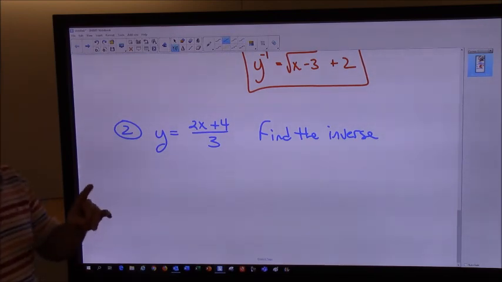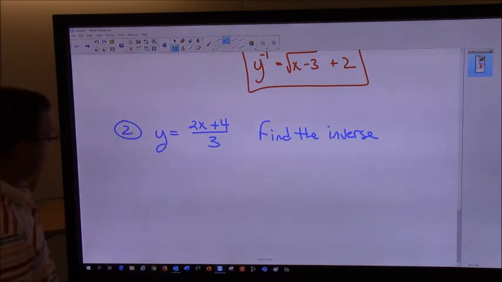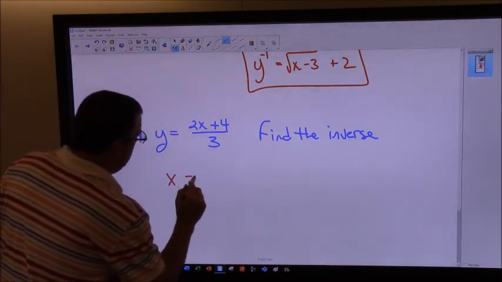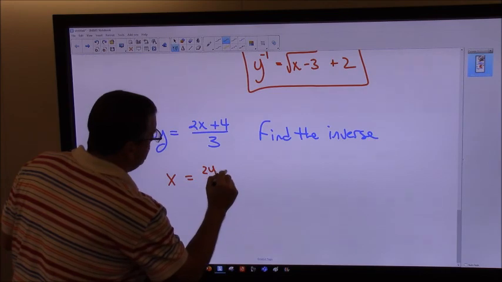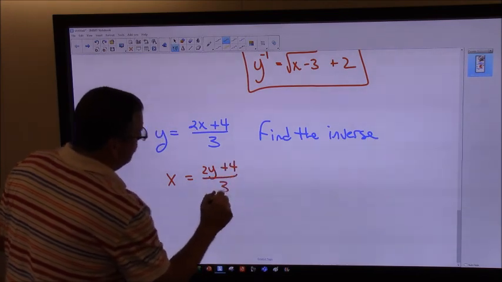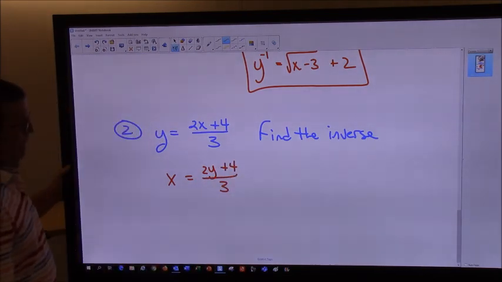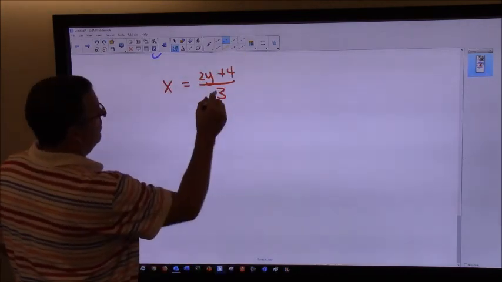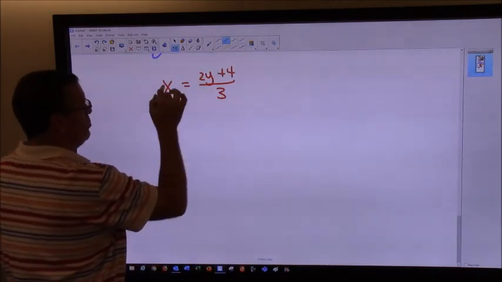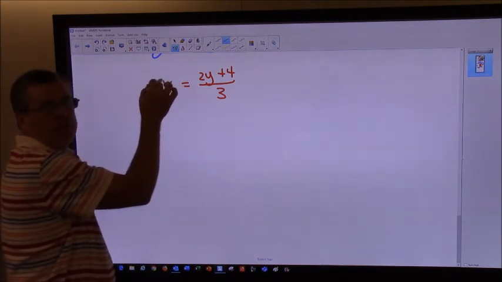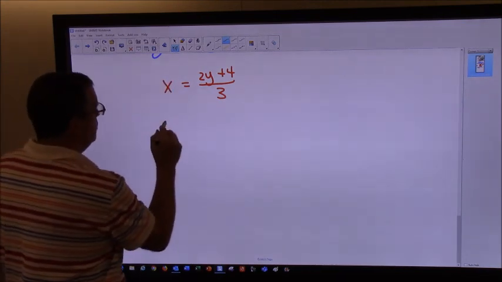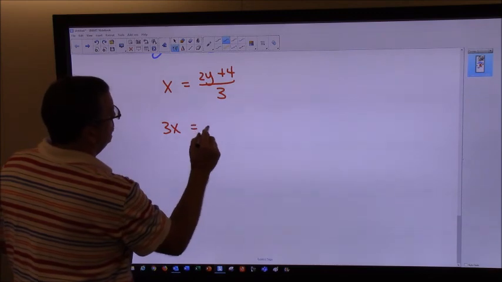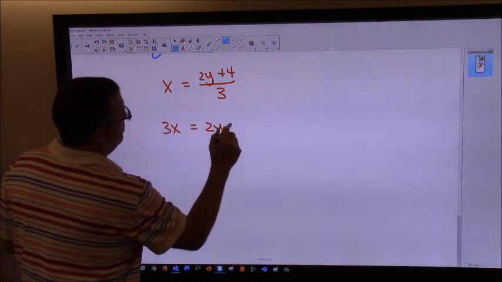All right, so step 1, I have to switch the x and the y variable. So I've got x equals (2y plus 4) over 3. And now I need to solve for y. To get y by itself, I'm dividing by 3, so I'm going to move it over here and do the opposite of divide. I want to multiply. So I've got 3x equals 2y plus 4.